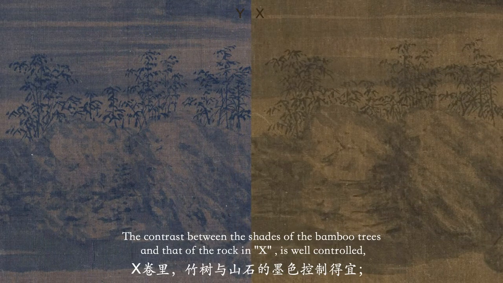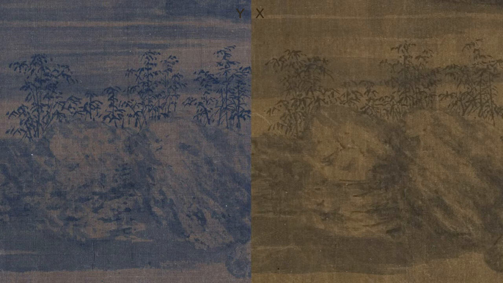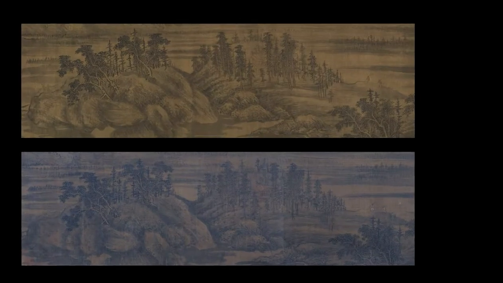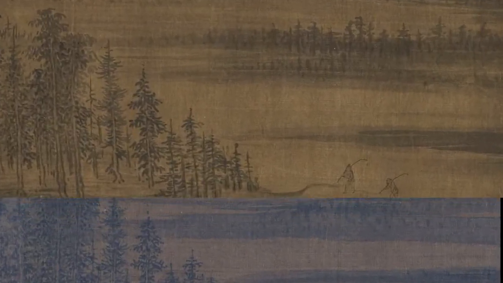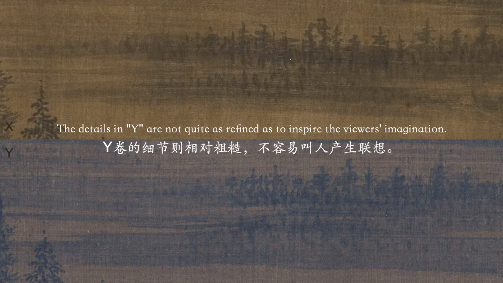The contrast between the shades of the bamboo trees and that of the rock in X is well controlled, while the bamboo trees in Y look rather hard and flashy. Here we have some details on the wetland. In X, we can imagine seeing reflection of the vegetation and that of the light on the water surface. The details in Y are not quite as refined as to inspire the viewer's imagination.